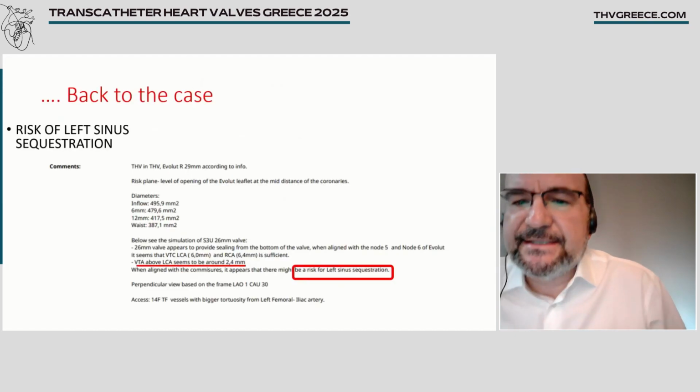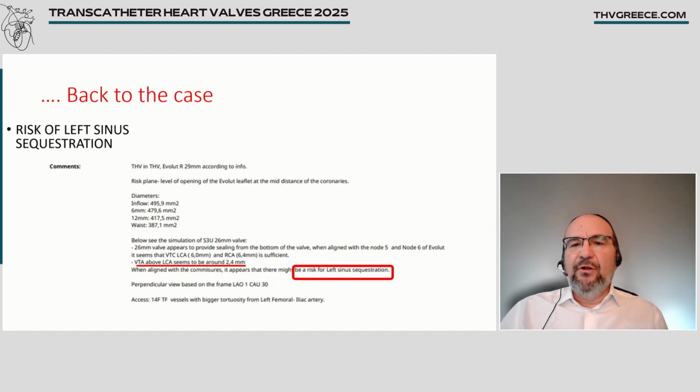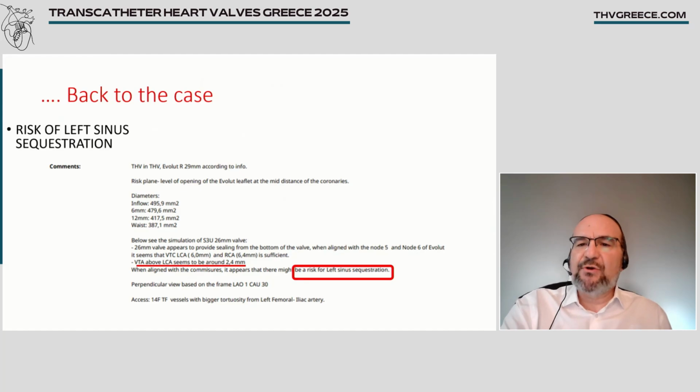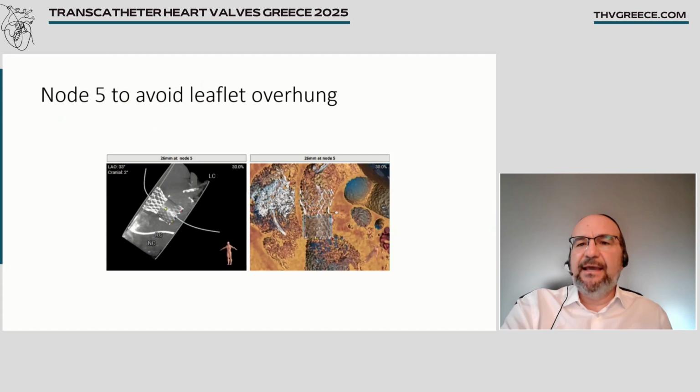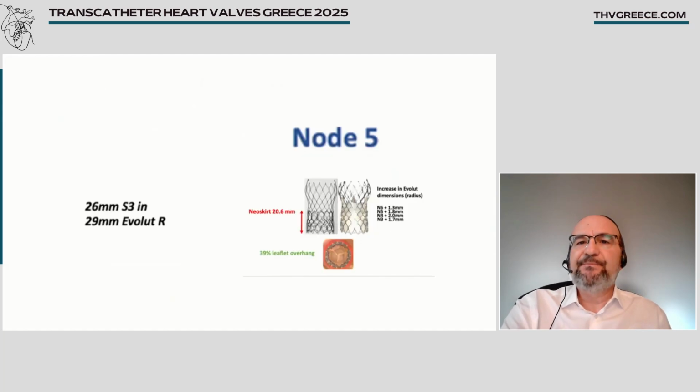So going back to our case, here are all the measurements. We were opting for a Sapien 26. The VTA above the left coronary was 2.4, so it was a quite risky case, risky for left sinus sequestration. And we selected node 5 of the index valve in order to avoid leaflet overhang. And at node 5, the neoskirt, when we put a 26 S3 in a 29 Evolut, is 20.6 millimeters.